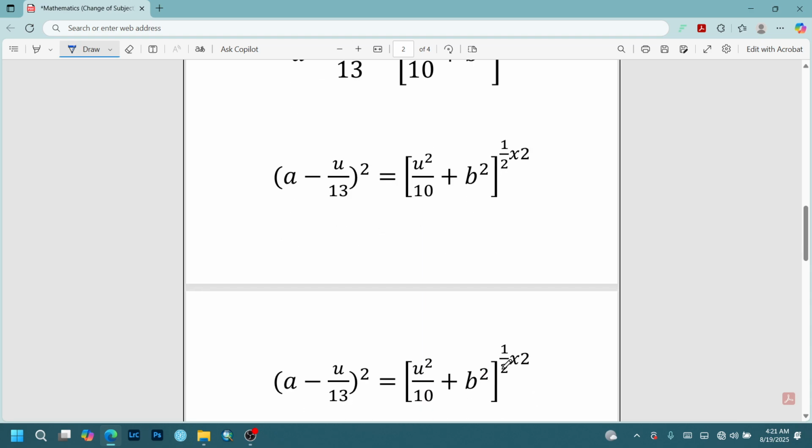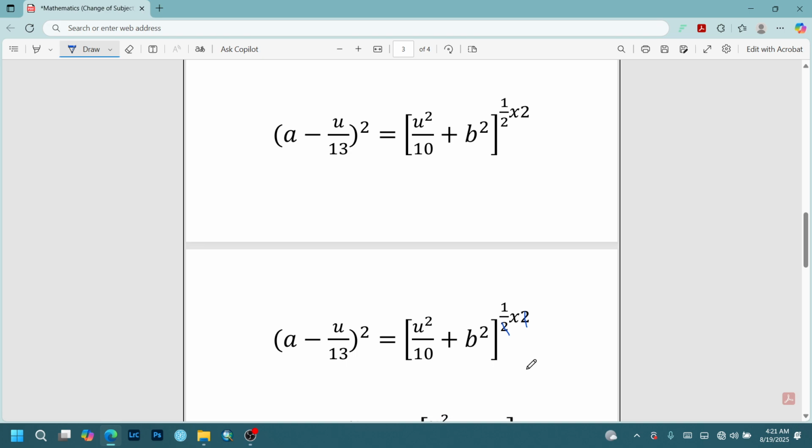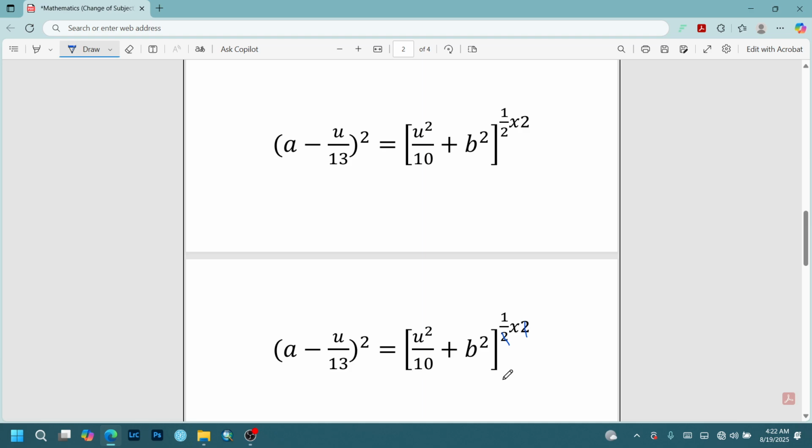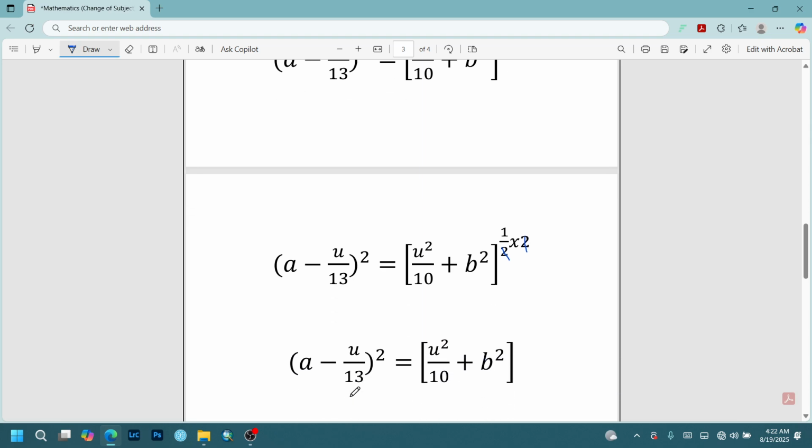So this 2 here would cancel itself out, and this 2 here would also cancel itself out, leaving the equation to stand on its own. Any number raised to the power 1 is the same number. So we are going to have our equation to be A minus the fraction U over 13, in brackets squared, equals, in brackets, the fraction U squared over 10 plus B squared.